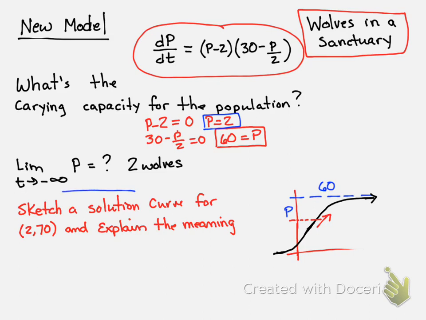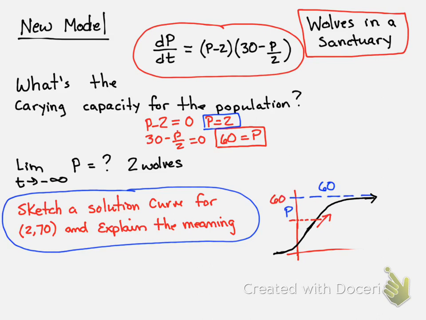What if you were asked to sketch a solution curve for (2, 70) on that same differential equation and explain the meaning? Now, we don't have all of the slopes, so we're just going to ballpark where that would be. If this is 60 here, then let's say 2 on the x-axis might be there, so (2, 70) might be right here. What would happen is that our slope field also is approaching 0 as t goes to infinity, and so our solution curve might look something like what's shown here.